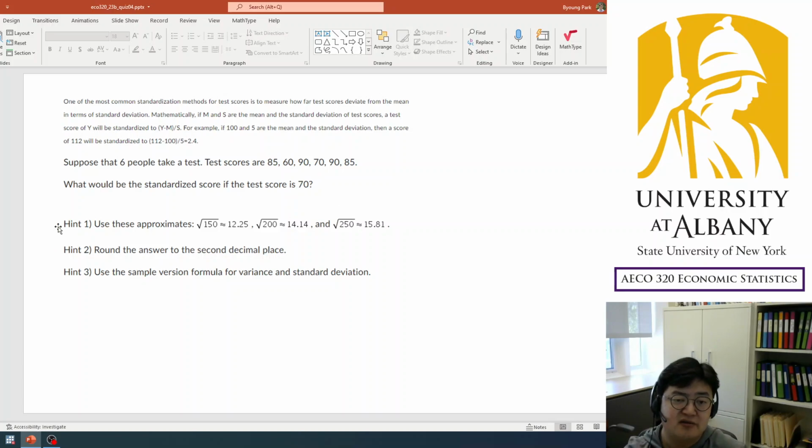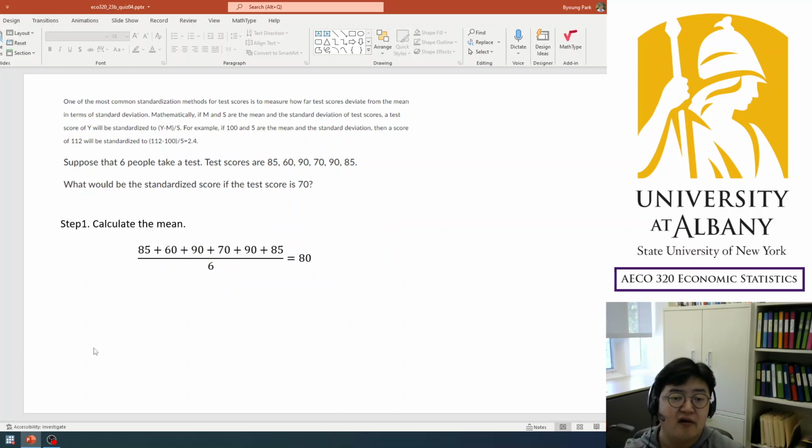There are several hints, like use the approximate value; even if you use a calculator, it will be the same. I'm just giving you some hints. Round to the second decimal place, and use the sample variance formula for both variance and standard deviation.